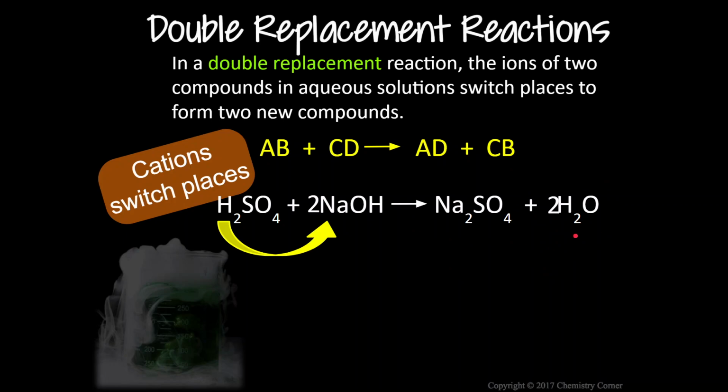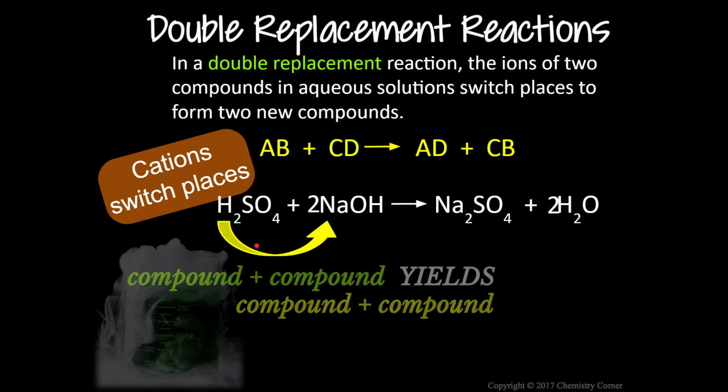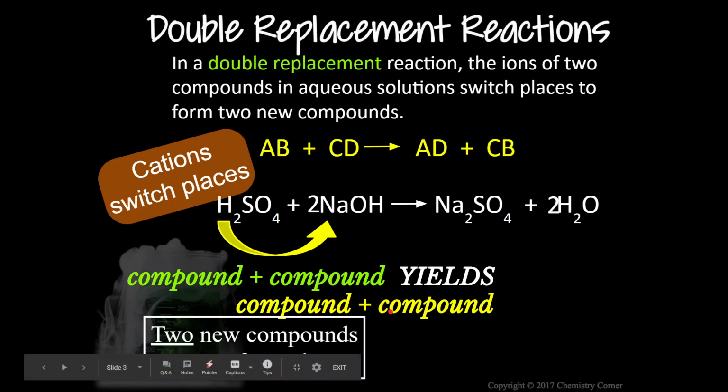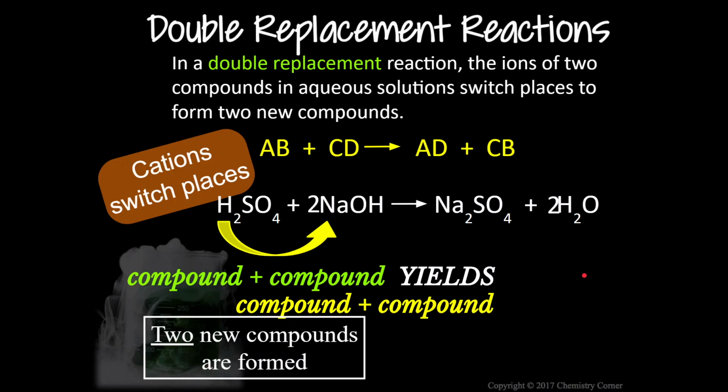So this is not only a double replacement but a special subtype known as an acid-base reaction or a neutralization reaction. But you can still see what happens is you end up with H2O and Na2SO4. So again, you start with two compounds, and that yields two new compounds. And down here we have a nice box that's covered by the ball. Hold still. Maybe it'll go away. But anyway, you end up with two new compounds being formed.